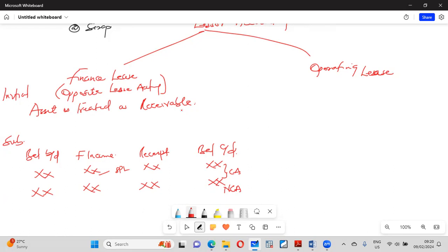So subsequently, you come and do this. If it is in arrears, you know what to do. If it is in advance, you know how to. It's basically the same. But when it is an operating lease, what do you do? We will pick up some questions and we will do it. So let's even look at this question.